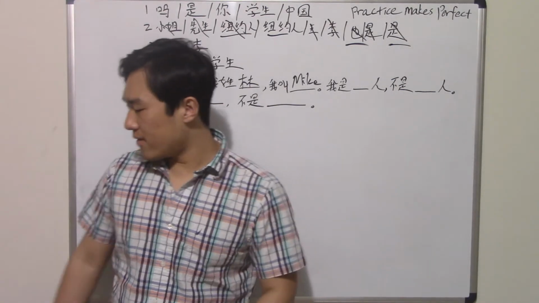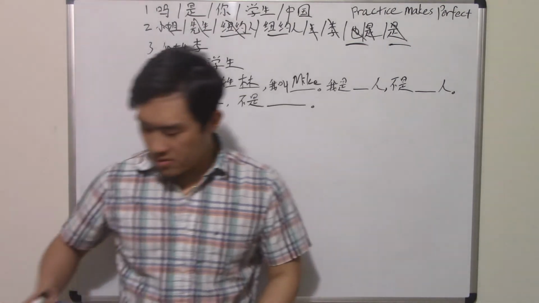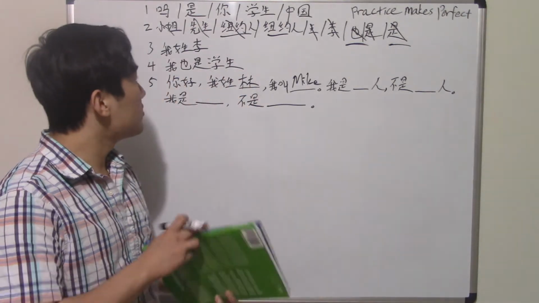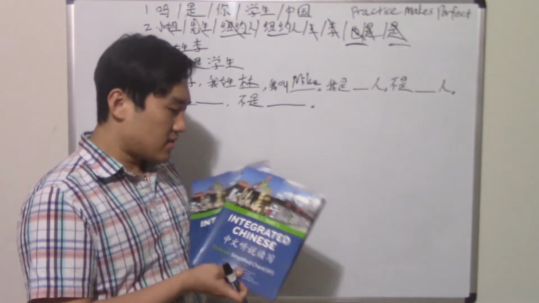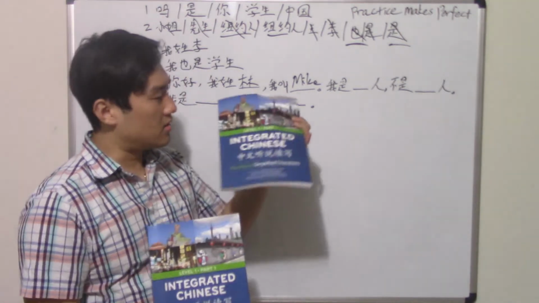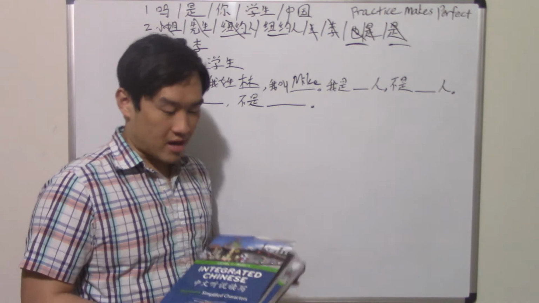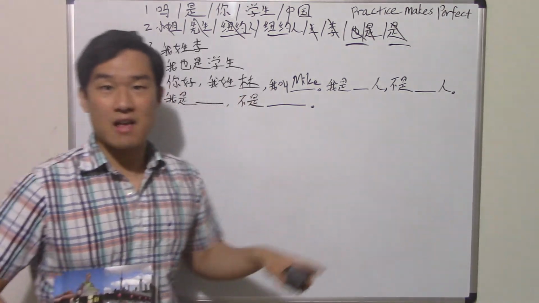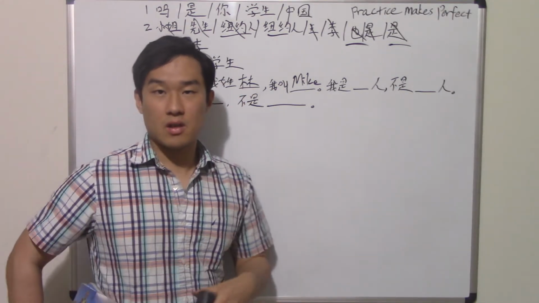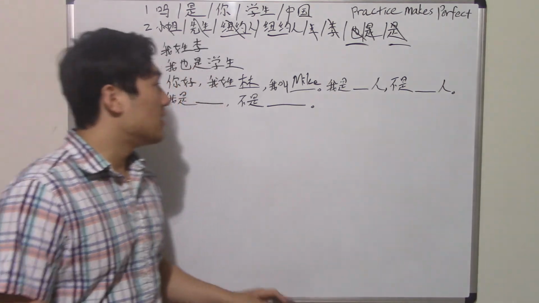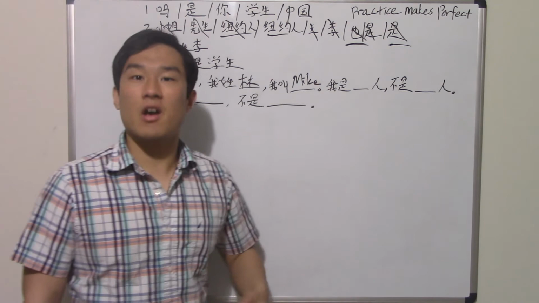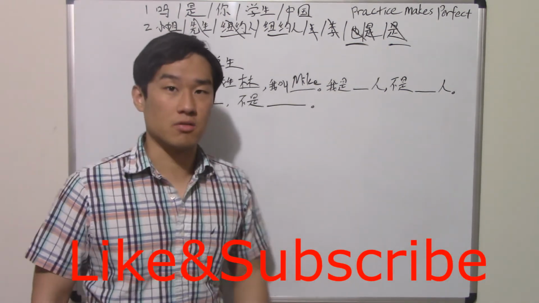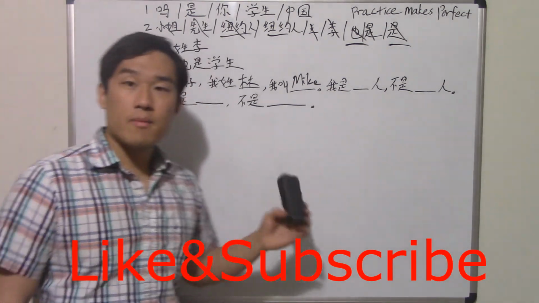Actually, I'm going to do it again. So I forgot to talk about this. All these questions are from this textbook and this character workbook. I got a link down below. Just click that and you should be able to get these books from Amazon. I get all my contents from these books. You don't have to get them, but it helps a lot if you get them and practice on your own.